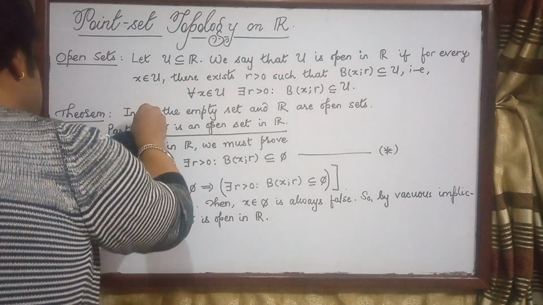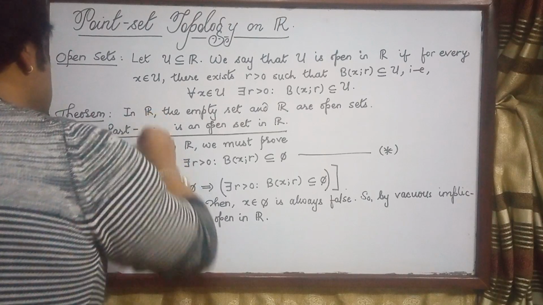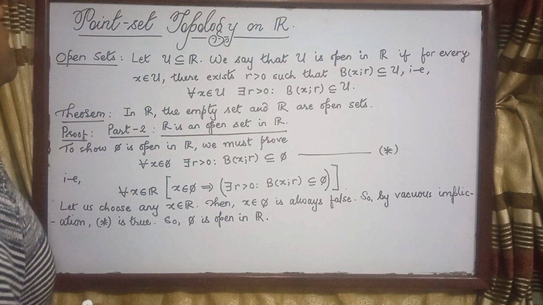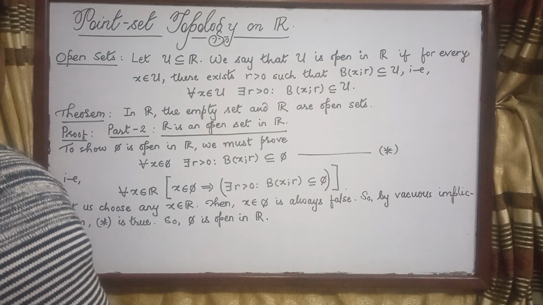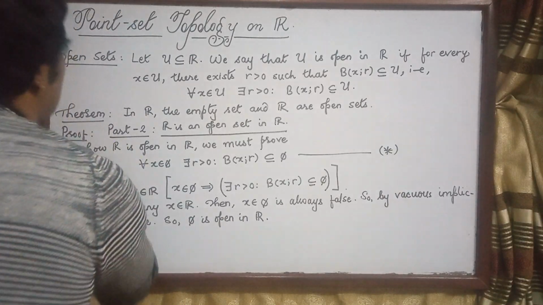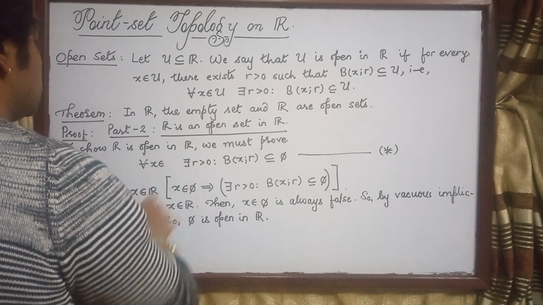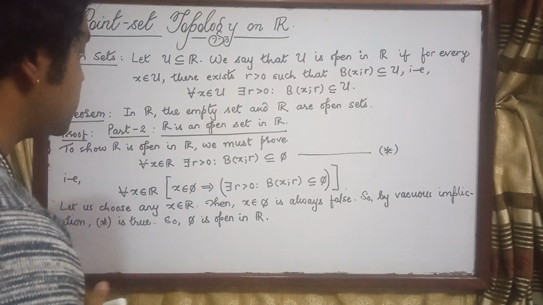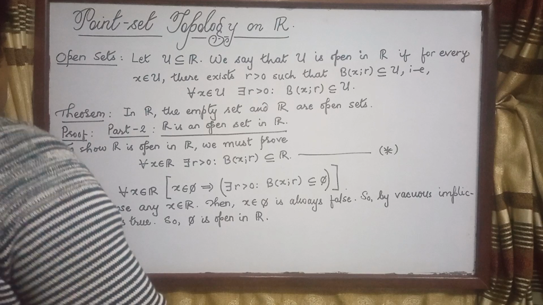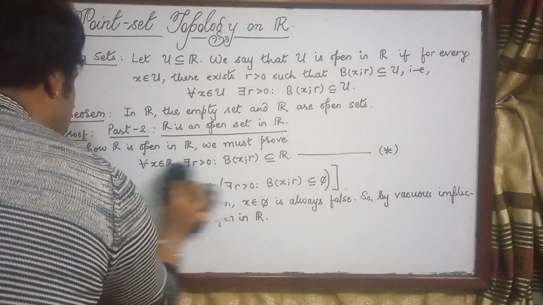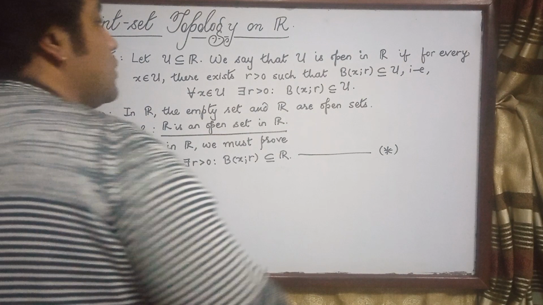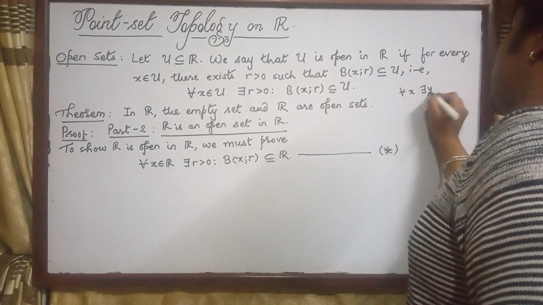Now let's see, for the second part, I'm going to adjust this, and I'm recording a video, I'm not in a class. R is an open set in R. To show that R is an open set in R, we must prove that this holds, we must prove this statement. Now, in order to prove this statement, what we can do is that for all x, there exists y such that, whatever.